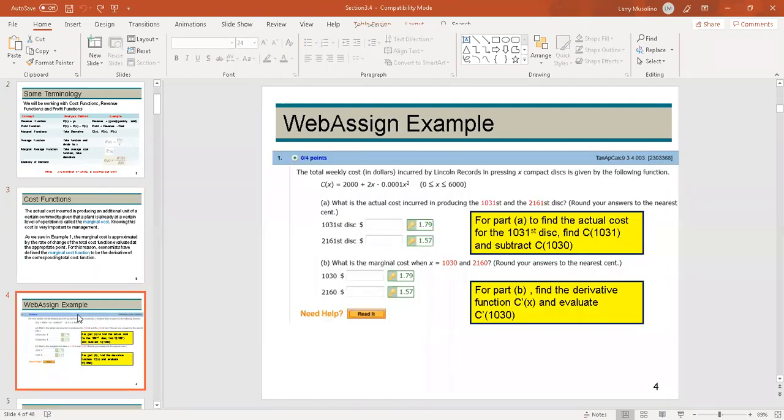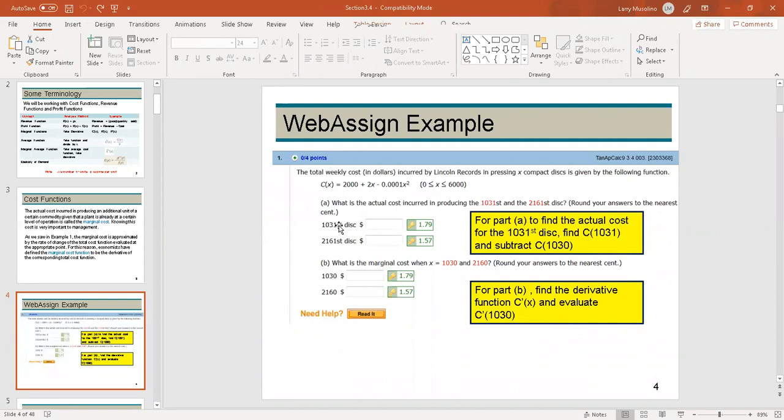All right, let's do an example here. So here it says the total weekly cost is given by this function. So here's C of X, it's the cost function. And it says what is the actual cost if you want to produce the 1031st unit and the 2161st unit. Well, this C of X function is the cost to produce a total number of units.